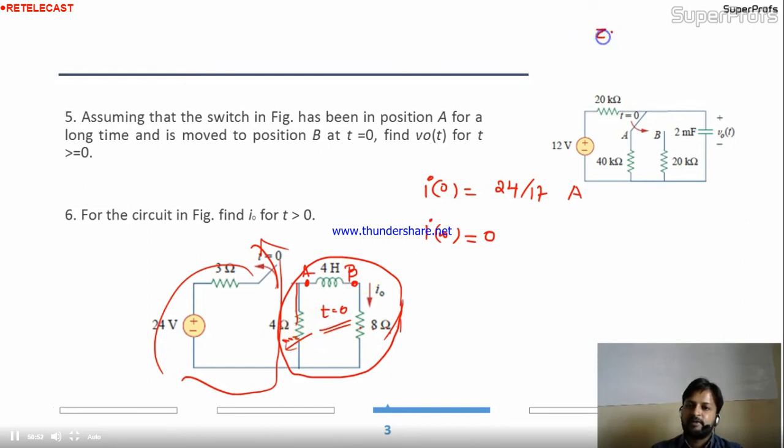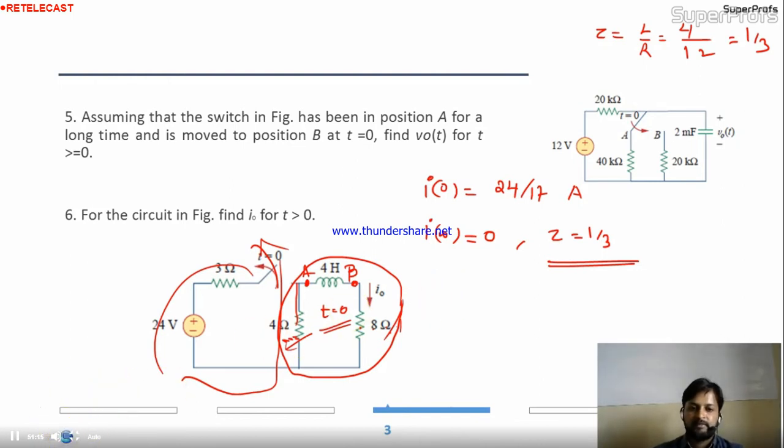So time constant is L by R. What is L? L is 4, divided by 12. This is 1 by 3. So you get the value of 1 by 3, the tau value also. Now you have the formula in your hand, you can apply it.